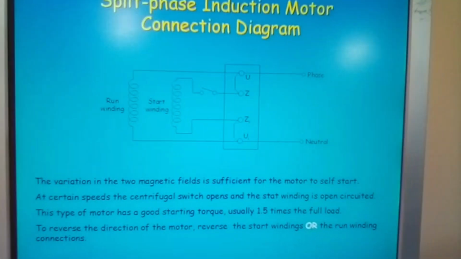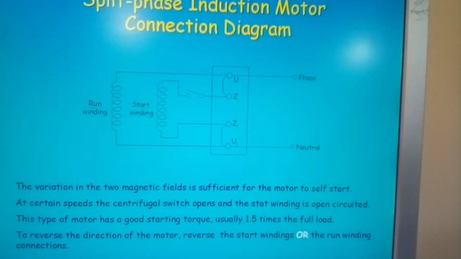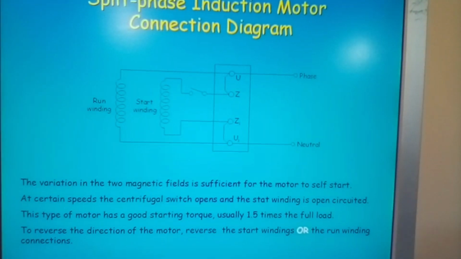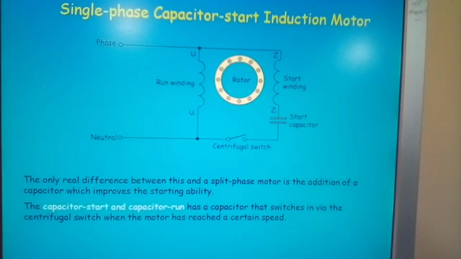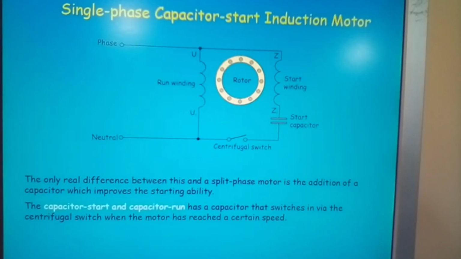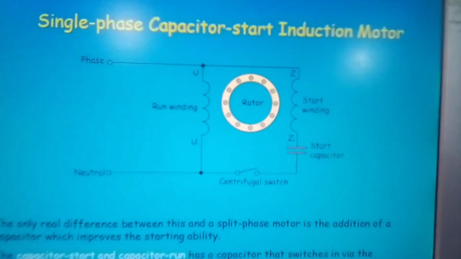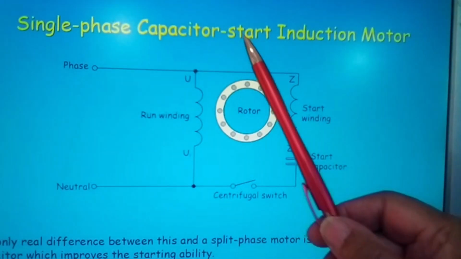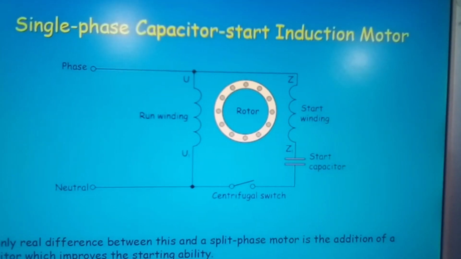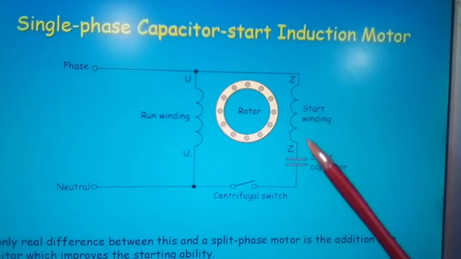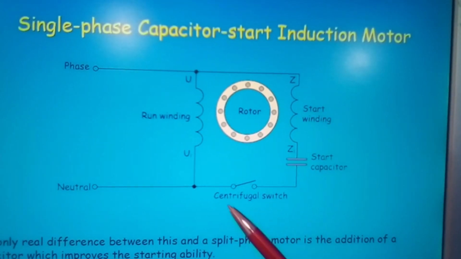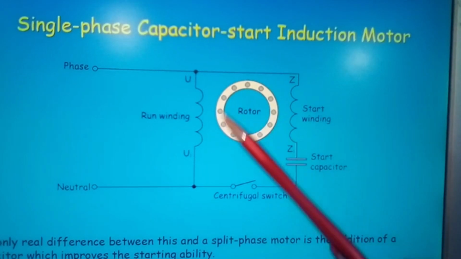I'm just going to look up now a bit and pan out. Again, you should be drawing out these diagrams. Single phase capacitor start induction motor. And here's where we are: single phase capacitor start induction motor. Again here, this is your capacitor, start winding, run windings, your centrifugal switch, your rotor.